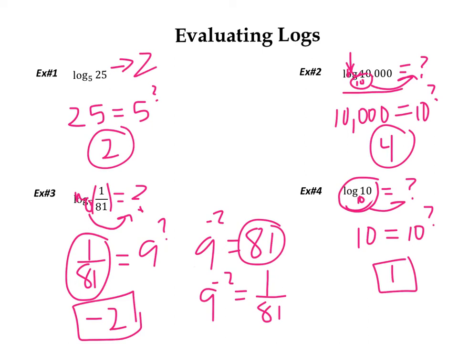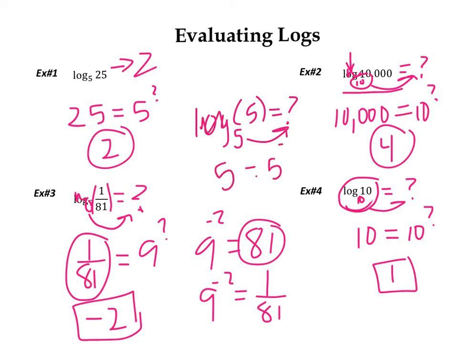Always. So, say we have log base 5 of 5 equals something, right? If we move this 5 over, the log disappears. 5 equals 5 to what power? 5 to the 1 power will always equal 5. So whenever these match up, your answer will always be 1.